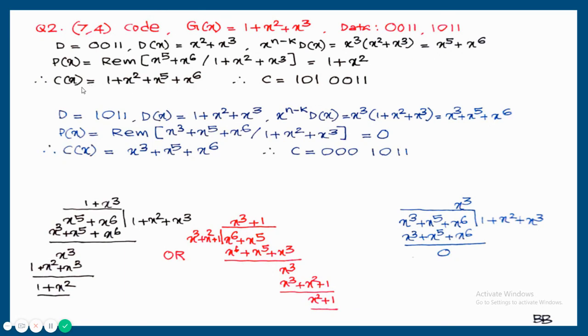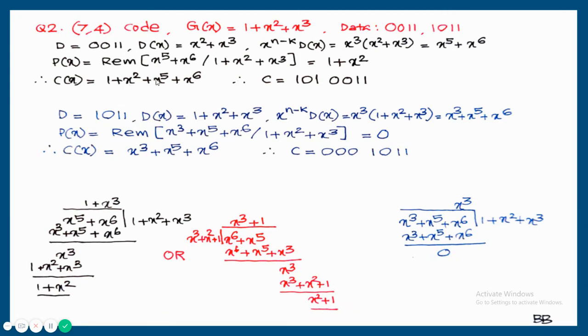So the code polynomial is 1 plus x square. Remember, the polynomial format is 1 plus x square plus x cube. This is equivalent to PI format. 1 plus x square plus x cube is equivalent to PI format. So leftmost bits are parity bits, rightmost bits are data bits. So the remainder will be left hand side.